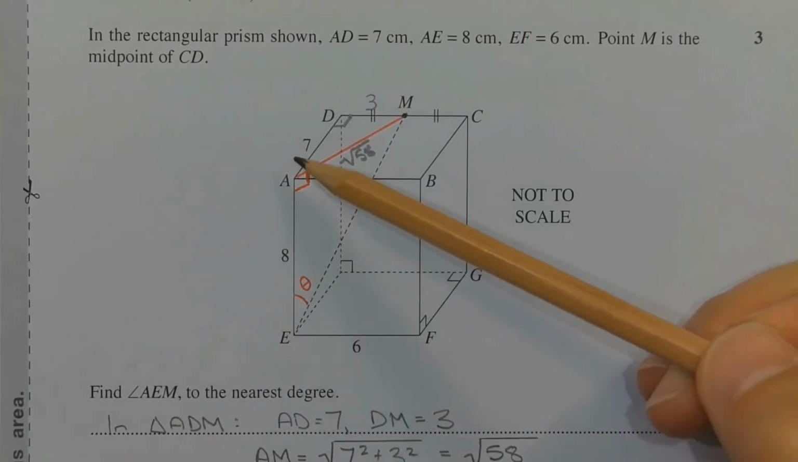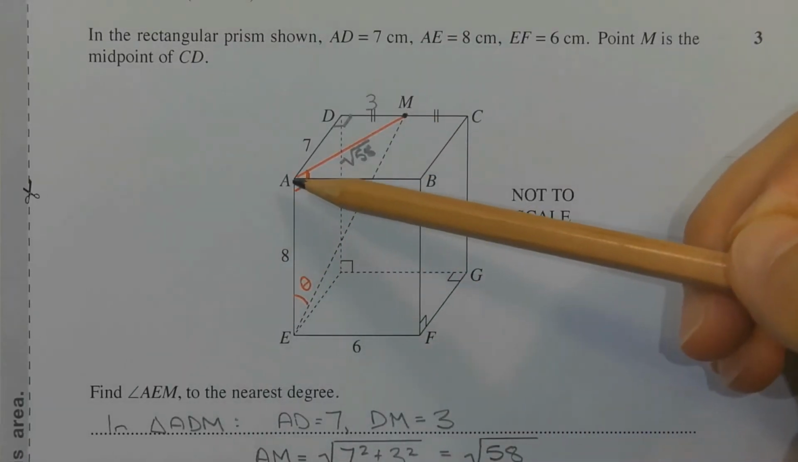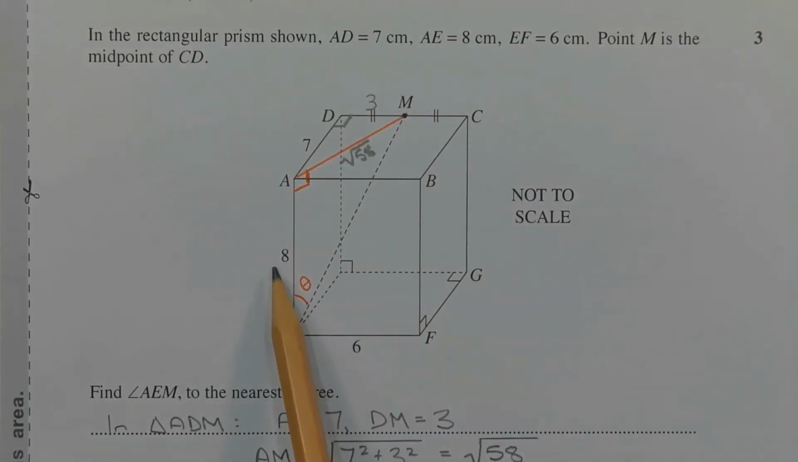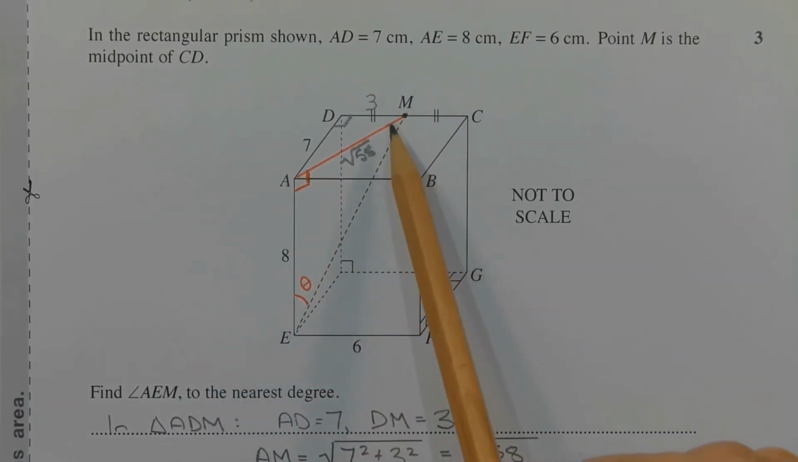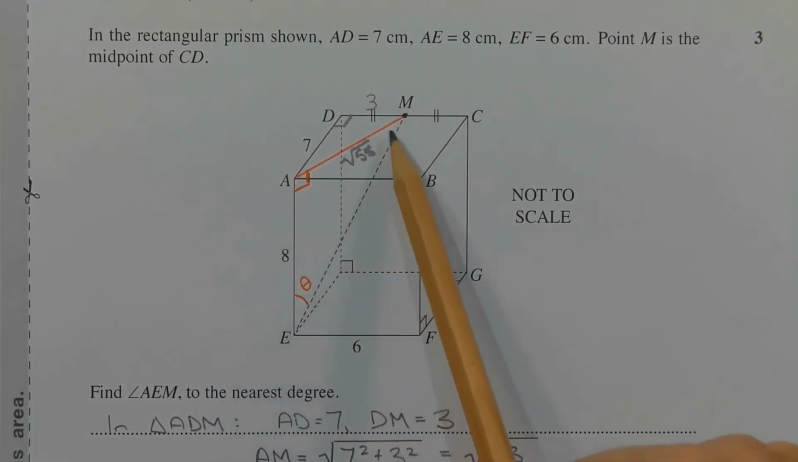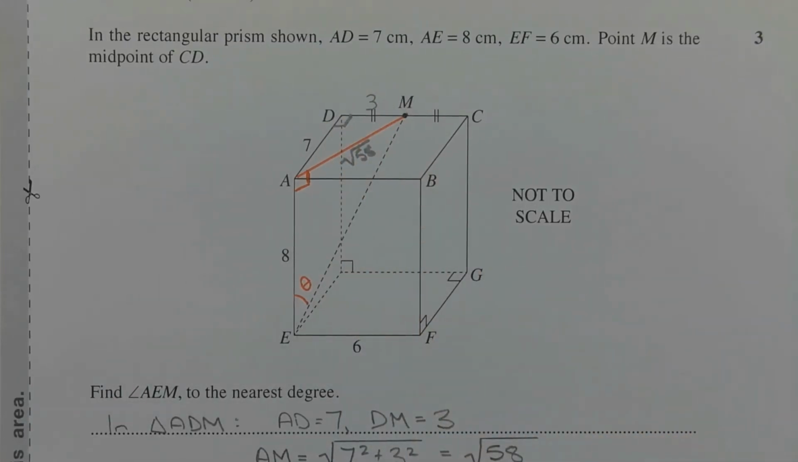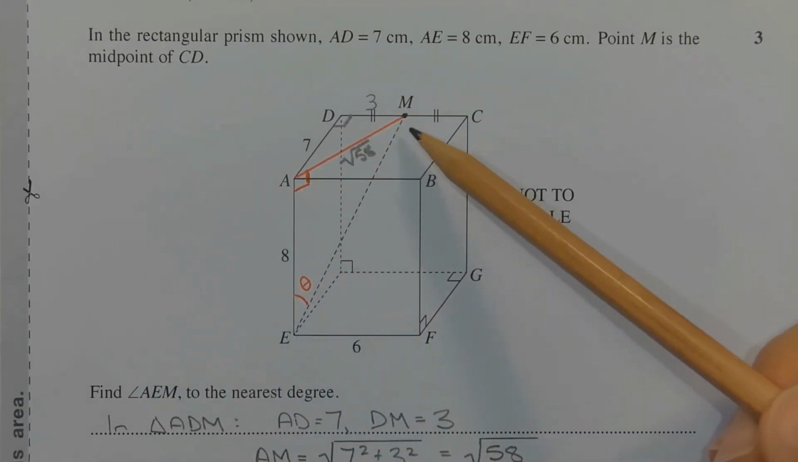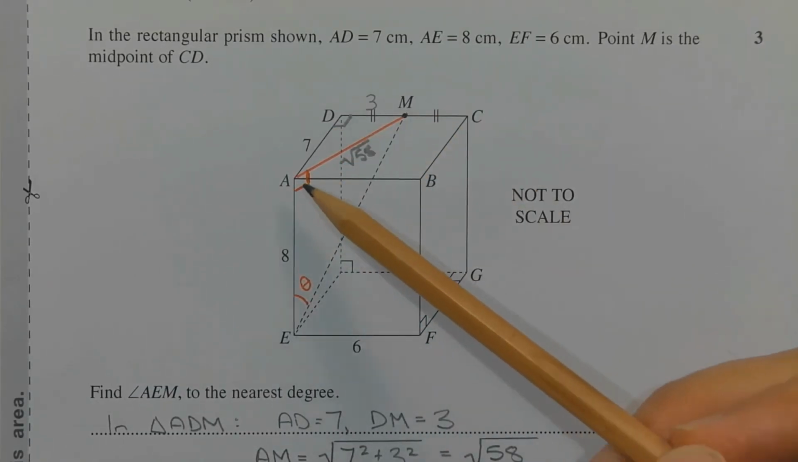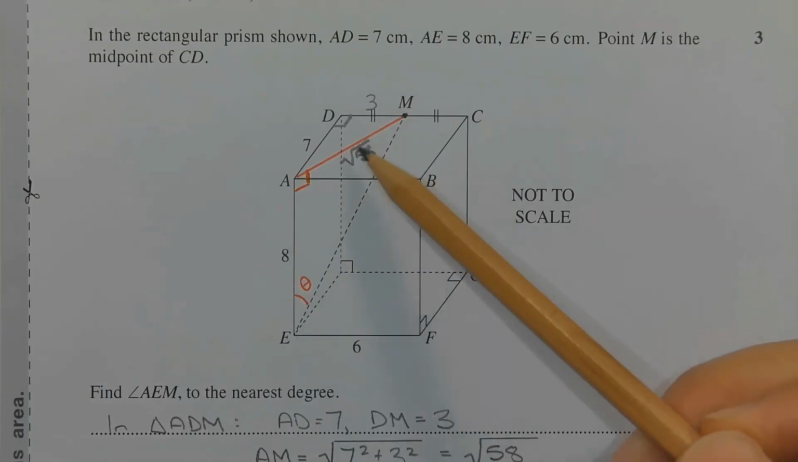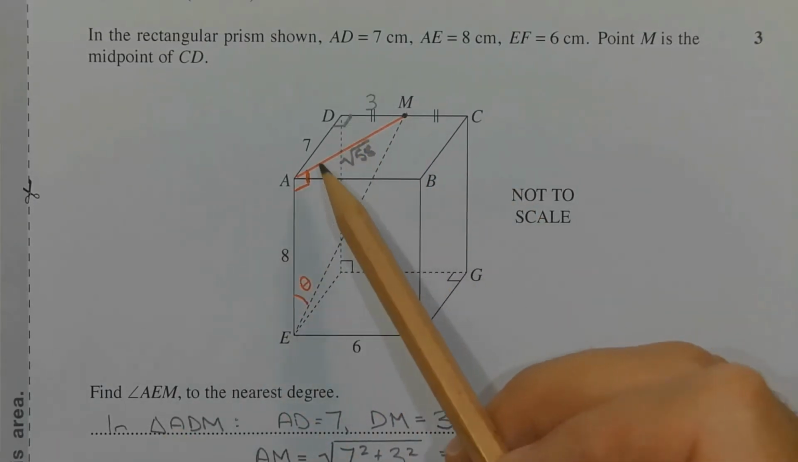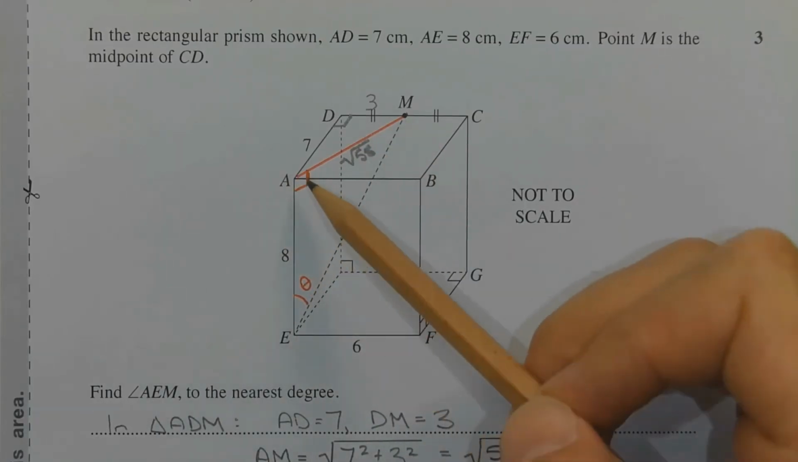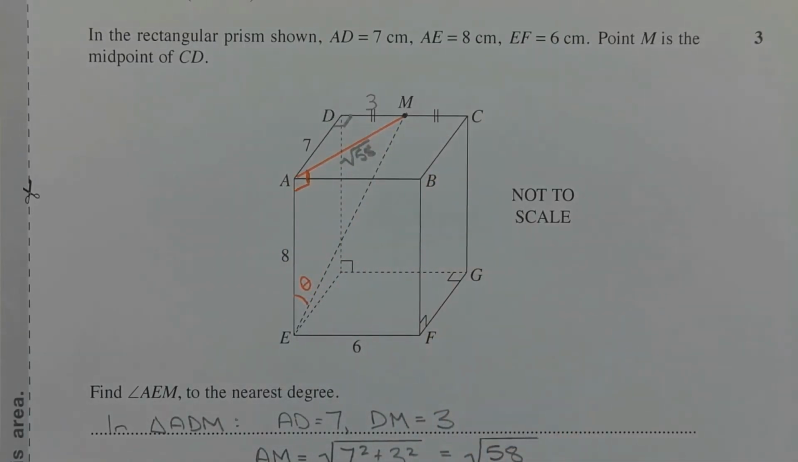Now, in triangle AEM, we know side AE, which is 8, and that's given, but we need the length of side AM. But in order to find that, we need to consider another triangle that's connected to it. And that's triangle ADM. So triangle ADM and triangle AEM have this common side, AM. So we can work out the length of AM using triangle ADM.